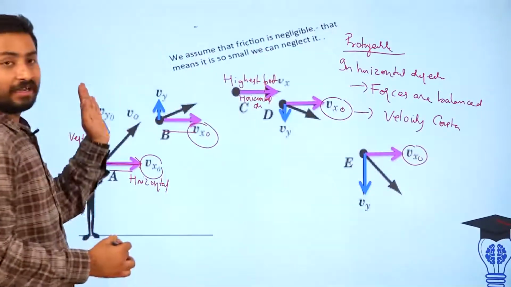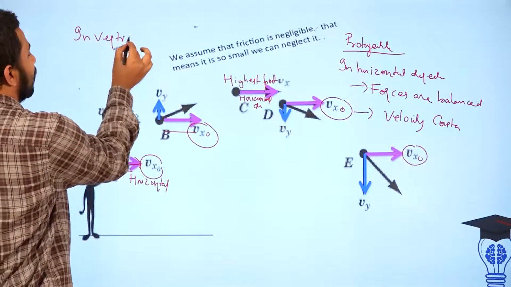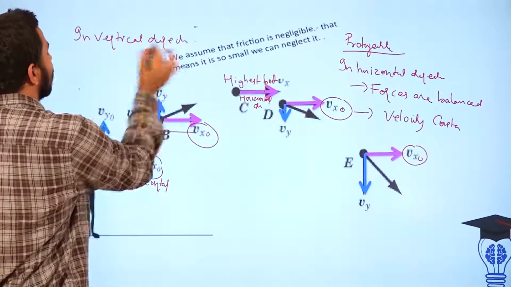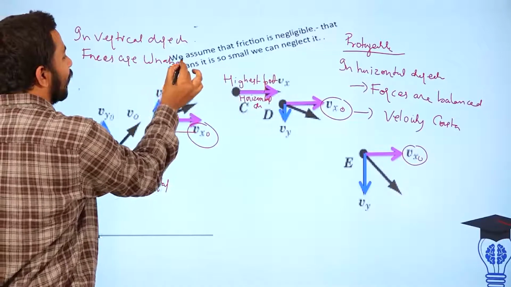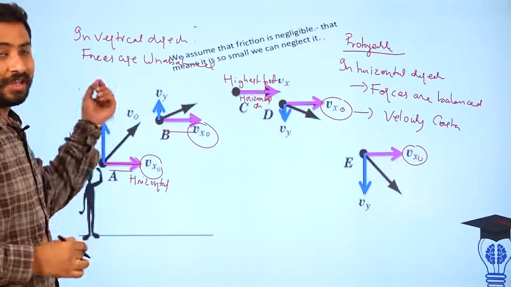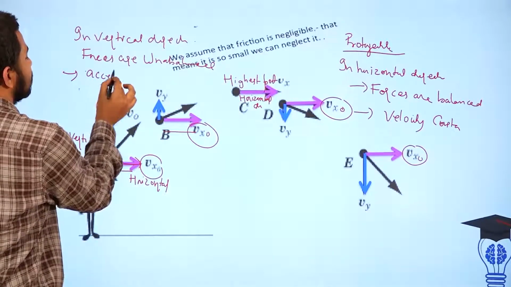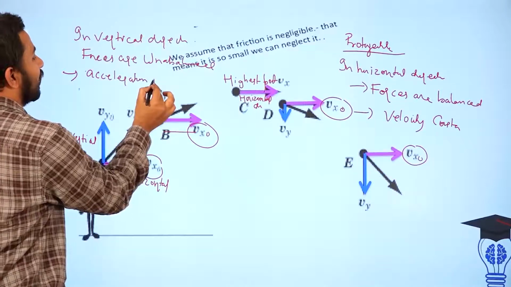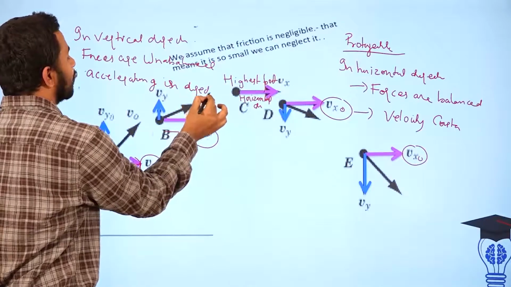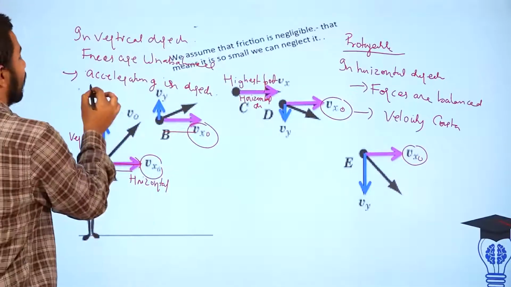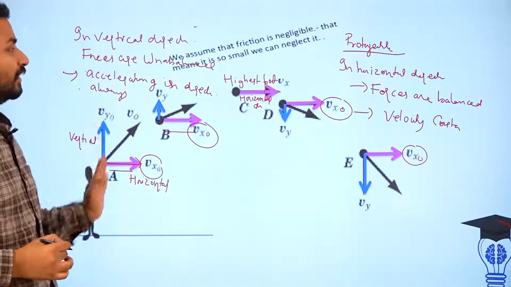In vertical direction, my dear student, the forces are not balanced. Forces are unbalanced. So what will happen if forces are unbalanced? I will say that there will be acceleration, and acceleration g acts in downward direction. Acceleration g is there in downward direction always. In vertical direction, g will always be acting.